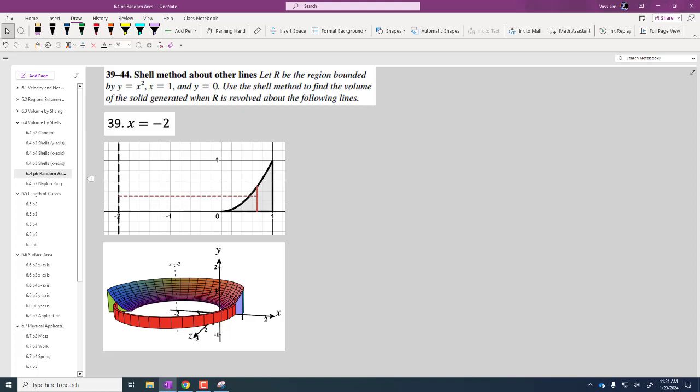Area of a stadium. Area of a stadium, or volume. Volume of a stadium. Exactly. Let's do it. All right.